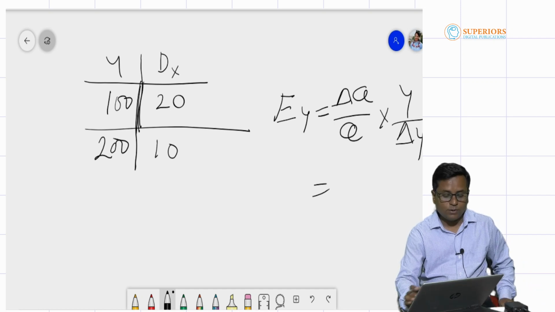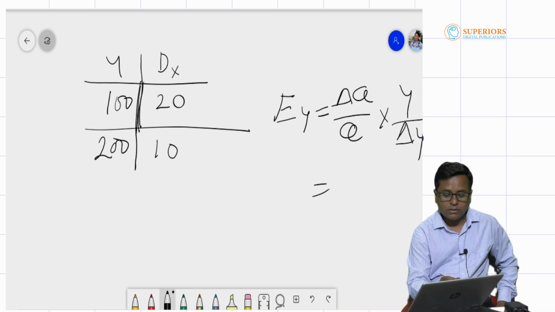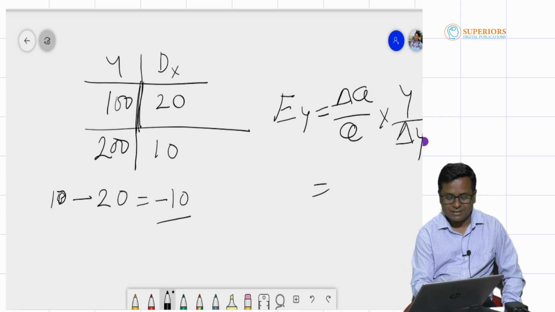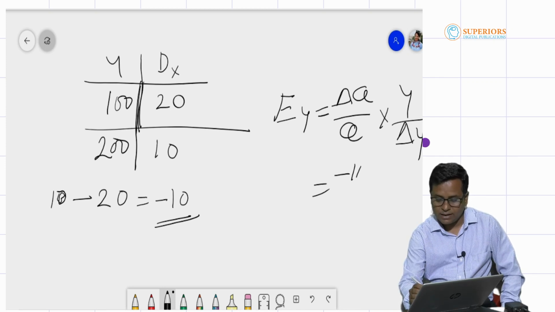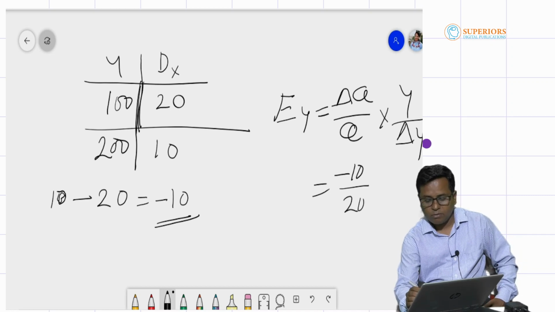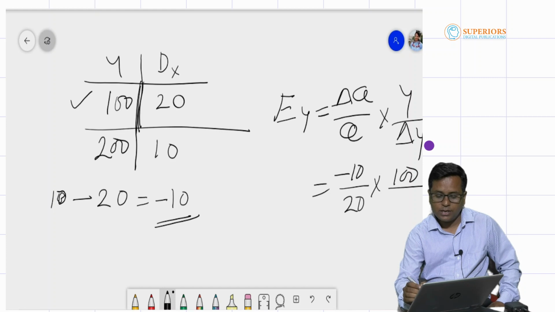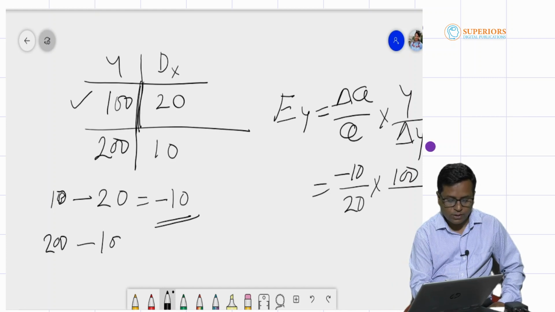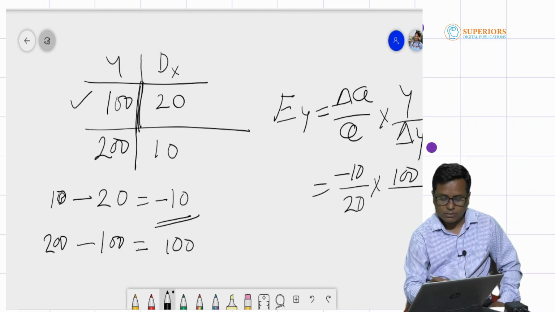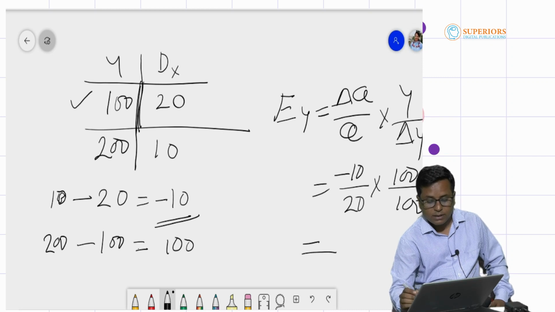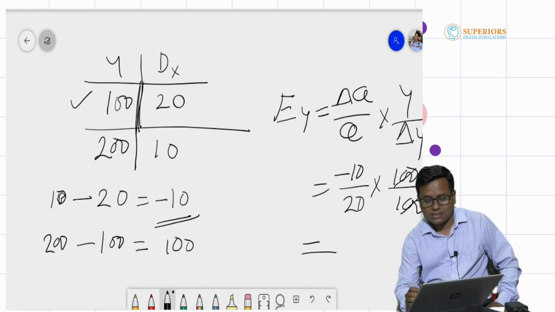Here delta Q, what is delta Q? Change in quantity demanded. Change in quantity demanded is new demand, that is 10 units, minus original demand 20 units. Here delta Q is minus 10. Minus 10 divided by original demand 20, into original income 100, divided by change in income, new income minus original income, which is 100. So 100 divided by 100, income elasticity of demand is equal to minus 0.5.